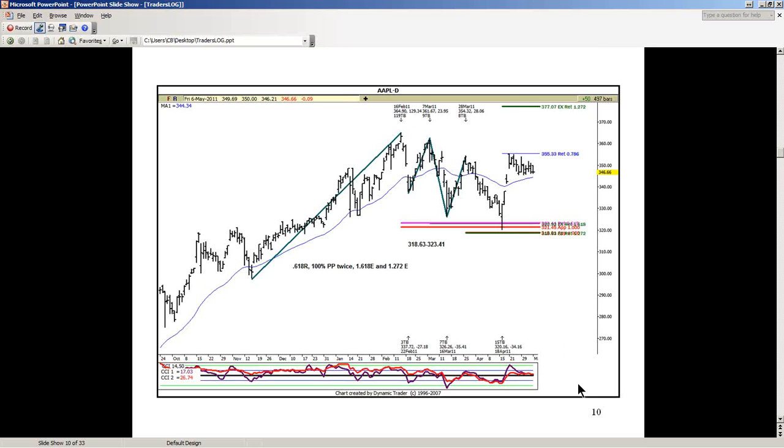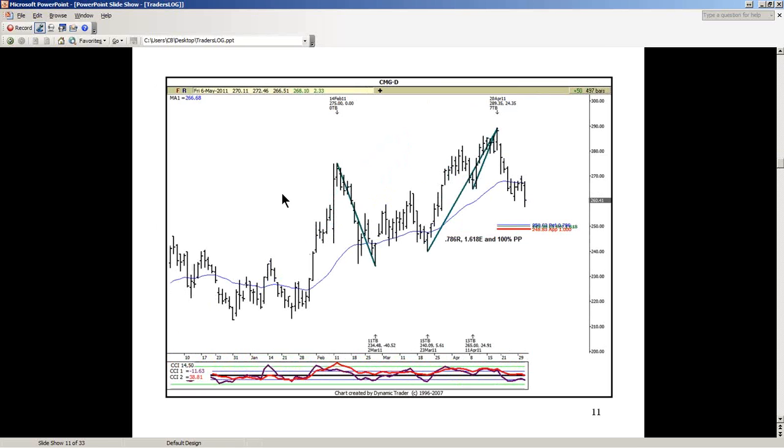Okay, let's see what else we've got. Okay, I've got another example of, let's see, a price cluster that includes a symmetry projection. And this was in CMG.